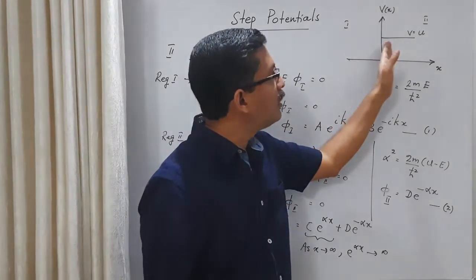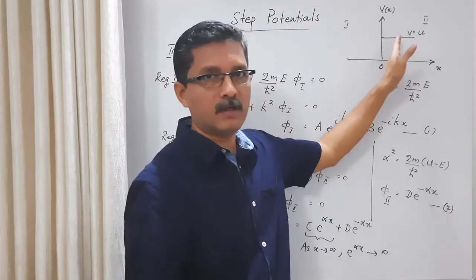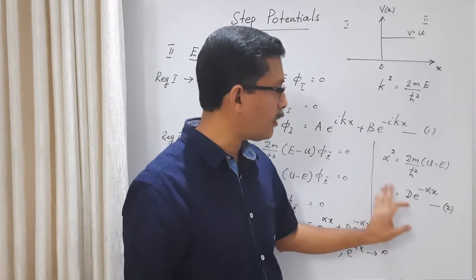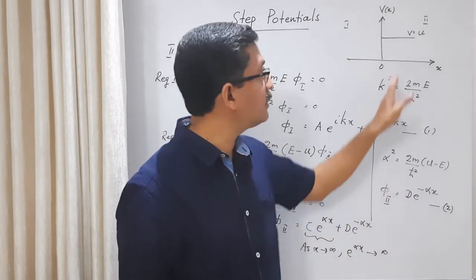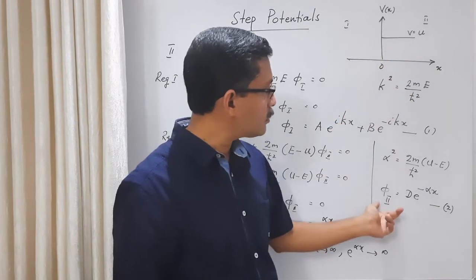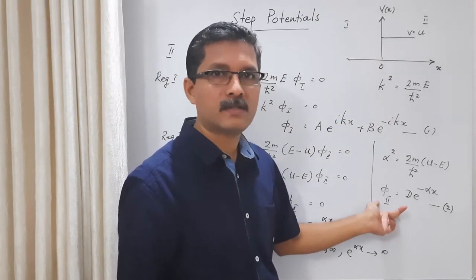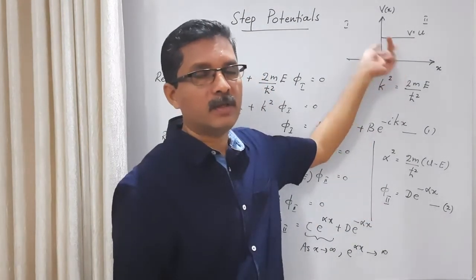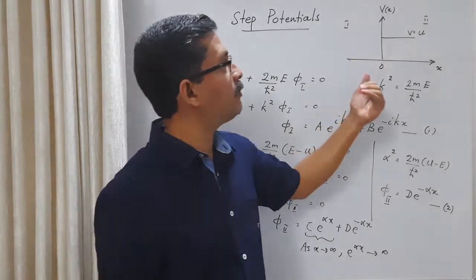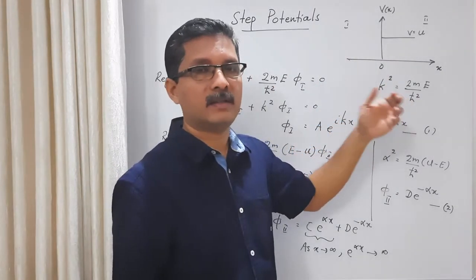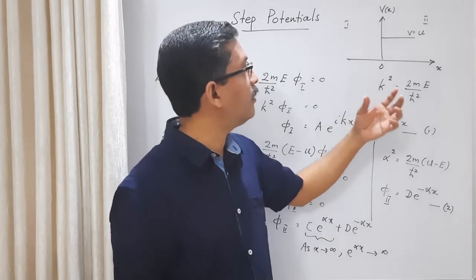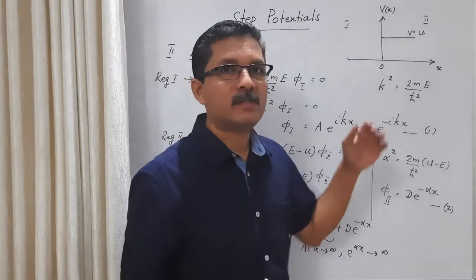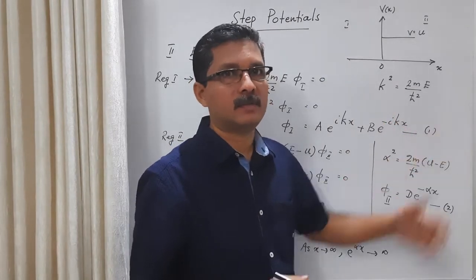So when you go to a large distance in region 2, the wave function will go to 0 because it's exponentially decreasing. So as x increases, this will decrease fast. But still there is some wave function here. The square of the wave function gives you the probability density of finding the particle. So there is some probability of finding the particle in region 2. So even though the energy of the incident particle is less than the height of the potential barrier, there is a non-zero probability of finding the particle beyond the potential barrier. This phenomenon is called quantum tunneling.